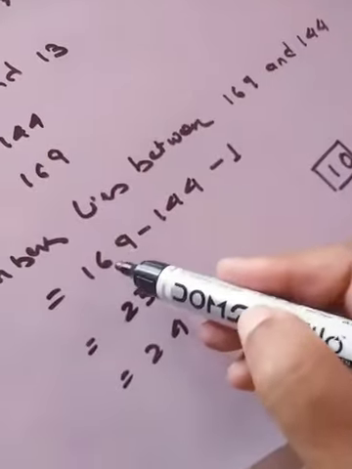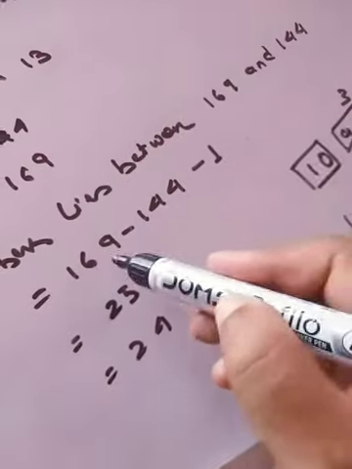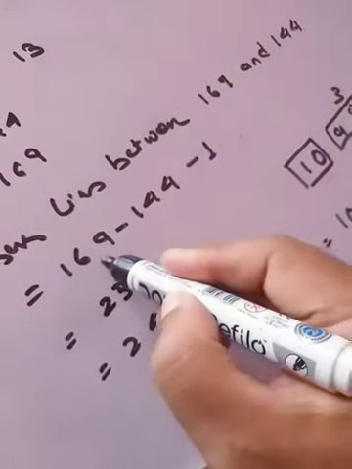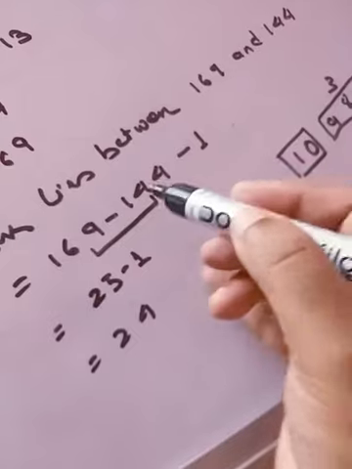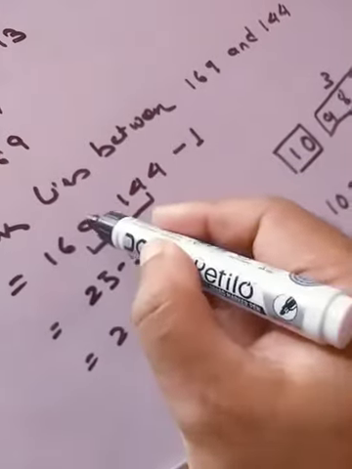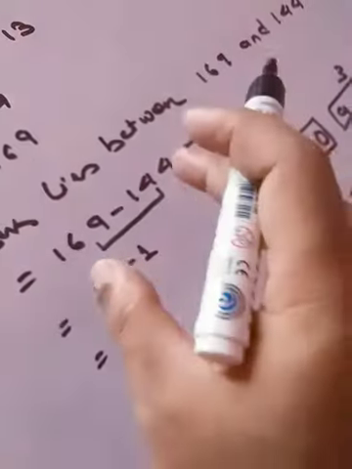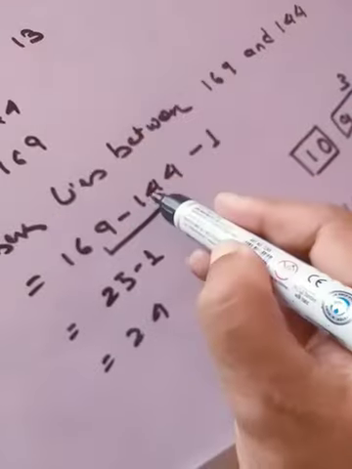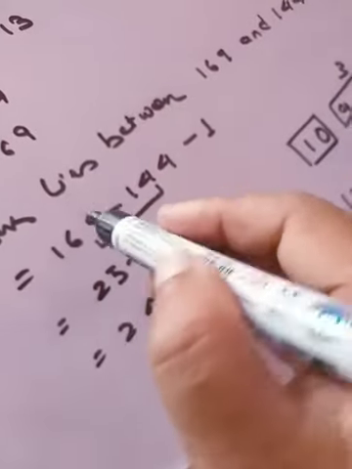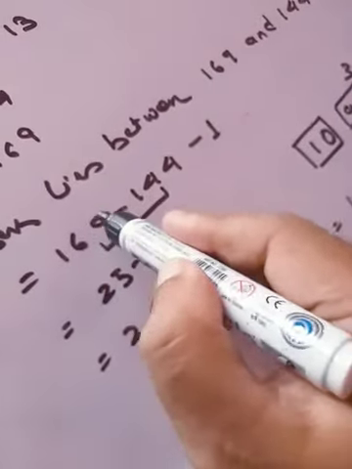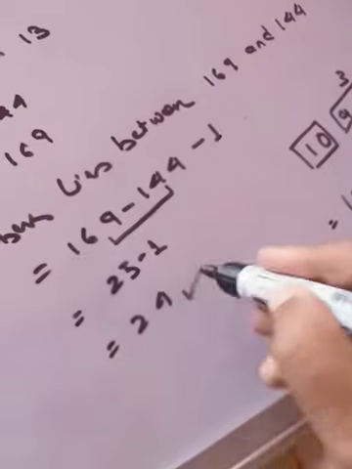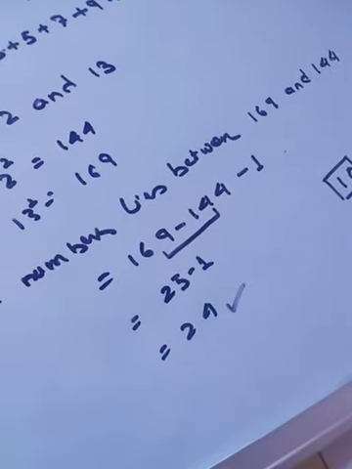The same logic: how many numbers lie between 169 and 144? I'm doing the plain subtraction, and because this includes 169 also, we are not supposed to include it, because we have to count only those numbers which lie between 144 and 169. So to avoid this particular number, we are subtracting 1. So your final answer is 24. I guess you have understood.